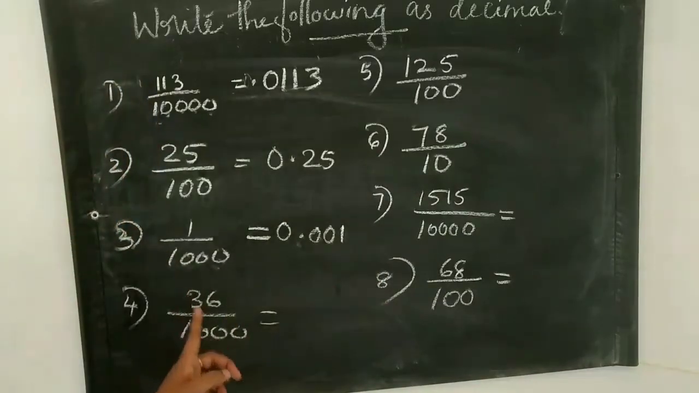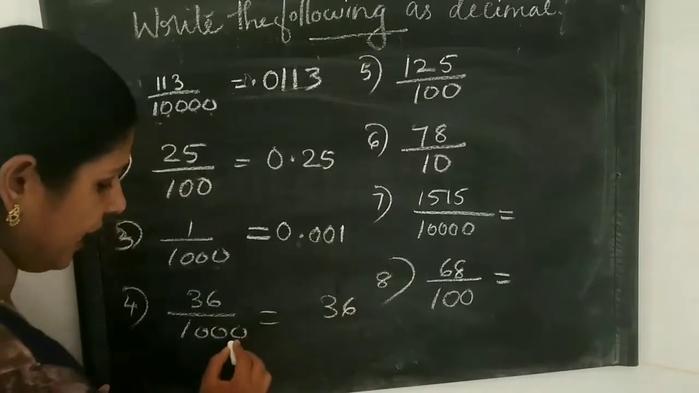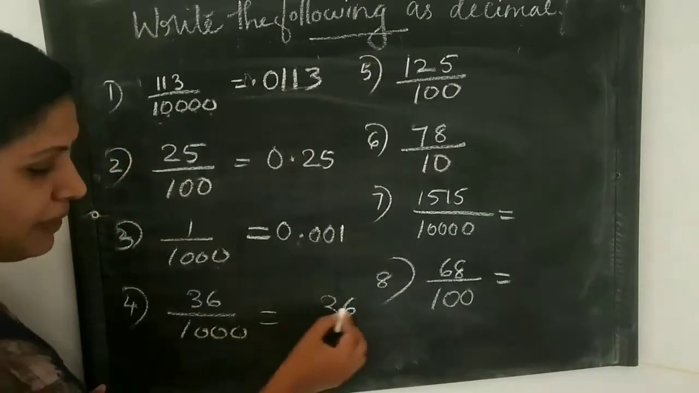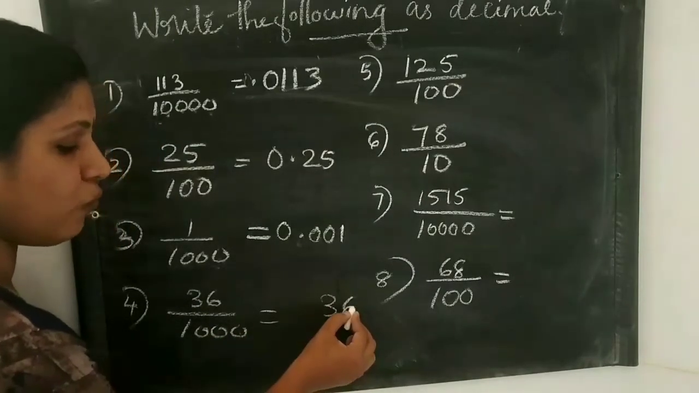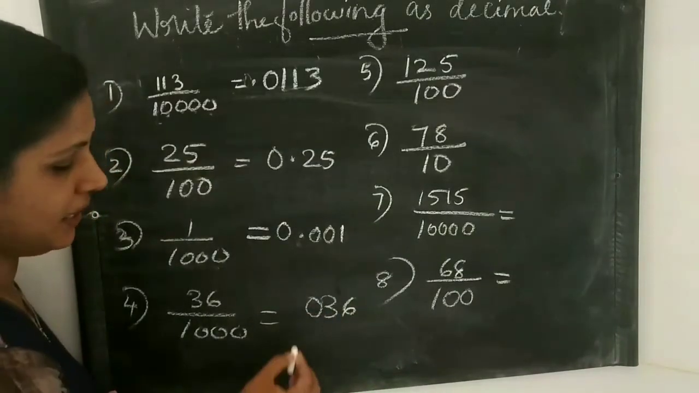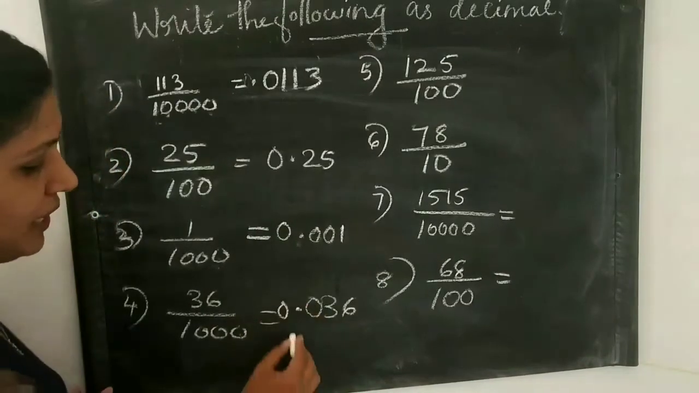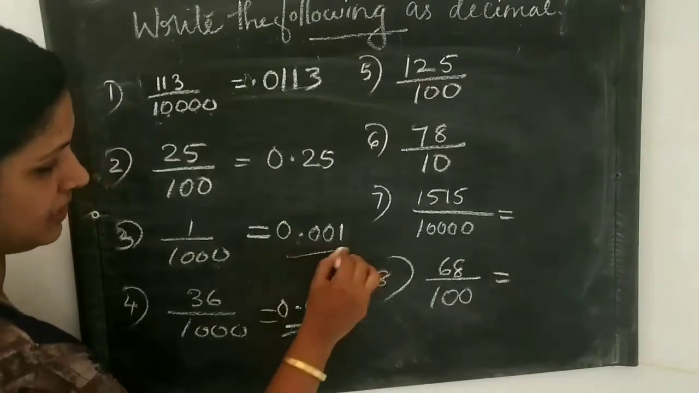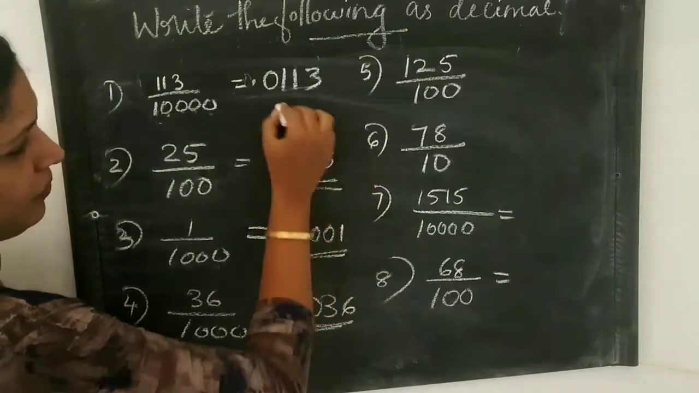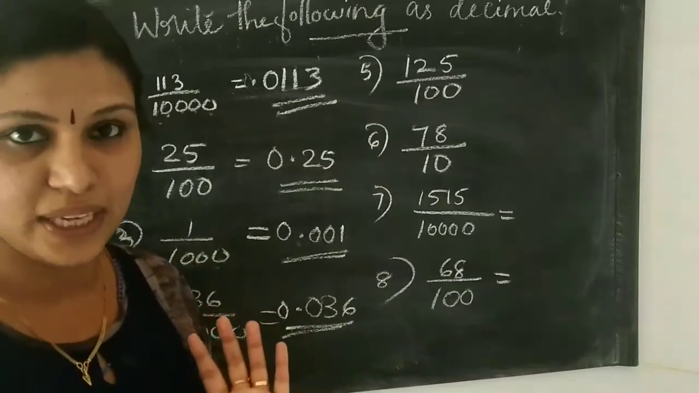Okay. Then 36 by 1000. First we write 36. Now 1, 2, 3 place values are here. So 1, 2, then the third place value is here, and we put a point here. How to write this? 0.036. Okay children.